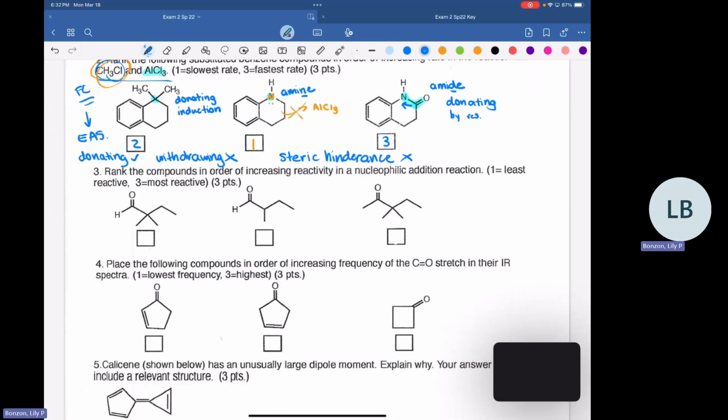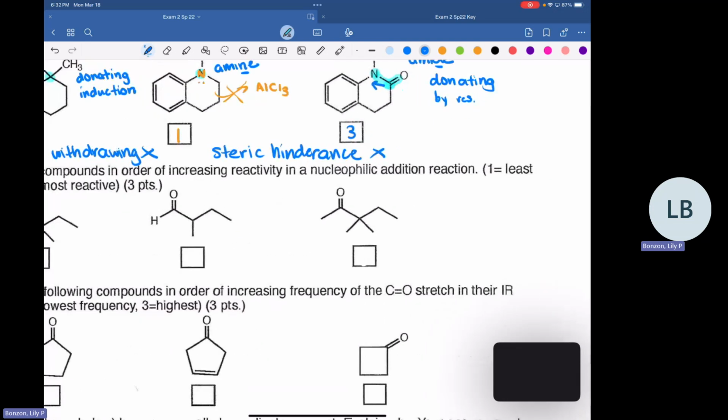Okay, we have another reactivity question. We've got a nucleophilic addition reaction. For NAS, you'll want to remember that you have your nucleophile. With a nucleophile, you need to have either a fully positive or a strongly partially positive atom that the nucleophile can attack, because you've got this electron density that's going to be attacking the lack of electron density.